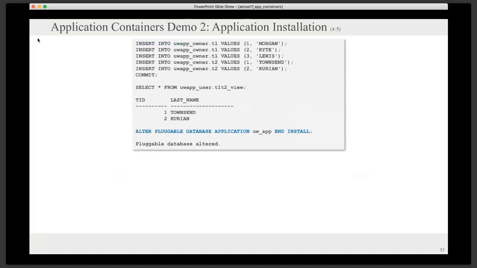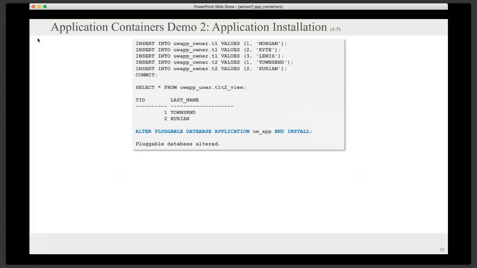Let's go to slide 4. I now insert some data. I do an alter pluggable application, my application root name, and I end the install. Now, I could have done some things in here that required that begin install, end install, but I intentionally didn't, just because I wanted you to have a sense of what this looks like with just the begin, do a bunch of stuff, and the end install.